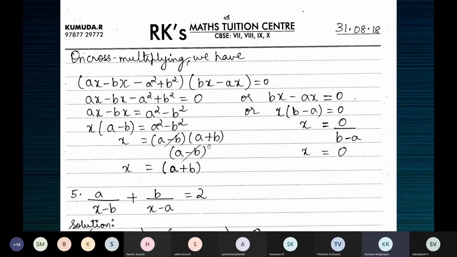I forgot to put the line. I normally use a scale to draw. I've forgotten to draw that line here. Divided by A minus B. X is equal to, this one is A plus B into A minus B. This A minus B comes for division. A minus B cancels. So X is equal to A plus B.